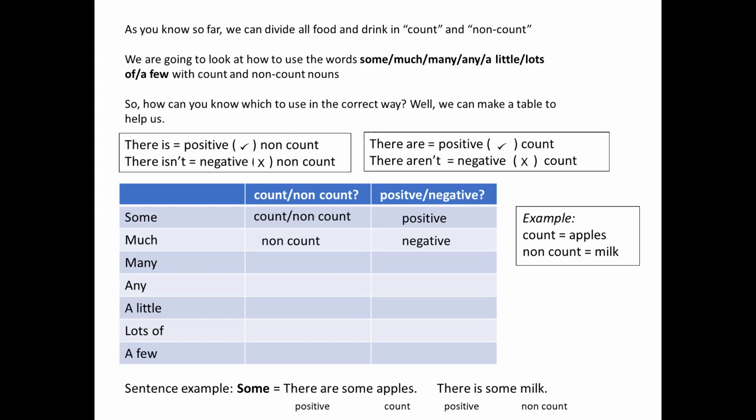Number 3, many. Do you think I can say many apples? Sounds good. Can I say many milk? So this one is only count. Now, is it positive or negative? Can I say there are many? Or there aren't many? There are many or there aren't many? Well, both possible, but 95% of the time we use the negative. So we have to say there aren't many.